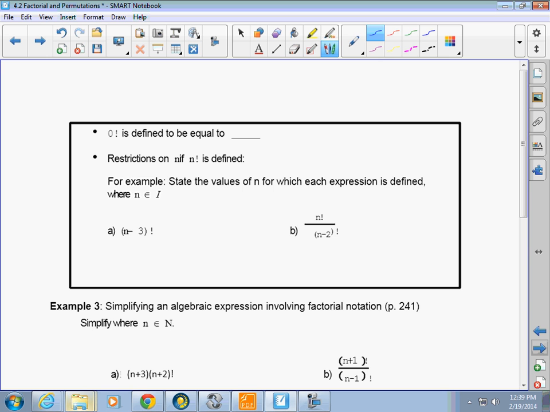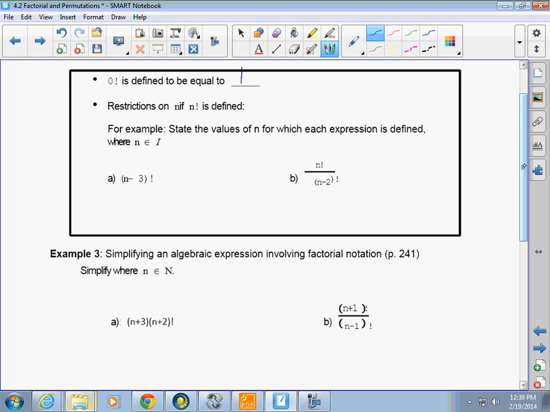So 0 factorial is defined to be equal to 1. And there's a proof for it, but we're not going to bother with a proof for it. Just believe me that 0 factorial is always going to be equal to 1. Restrictions. We worked a lot with restrictions in your math courses. Restrictions usually have to deal, or always have to deal, with what's in your denominator.